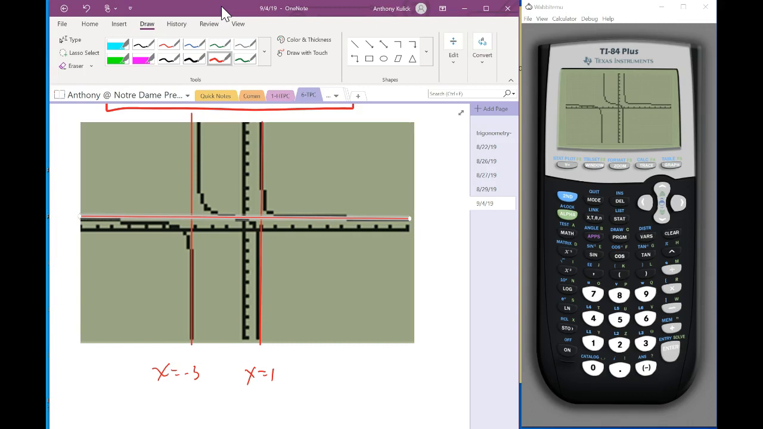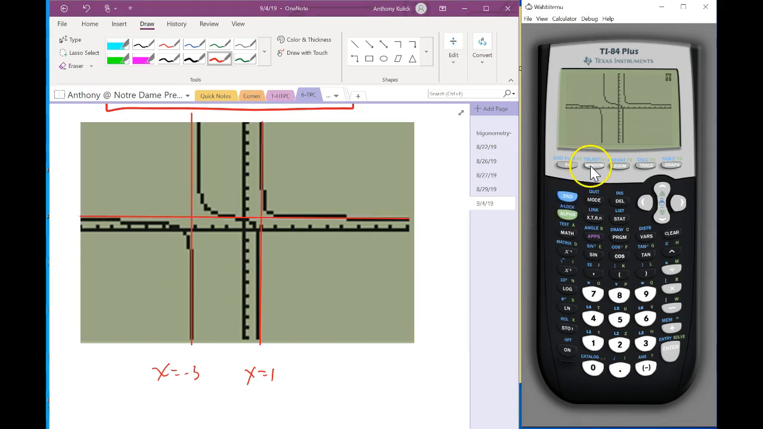Everybody agree with that? Now, on your test, I would ask you to justify that horizontal asymptote using an XY table. So what I mean by that is I'm just going to use my calculator and show you that for very large x's, the y value is about 1. And for very small x's, the y value is also about 1.